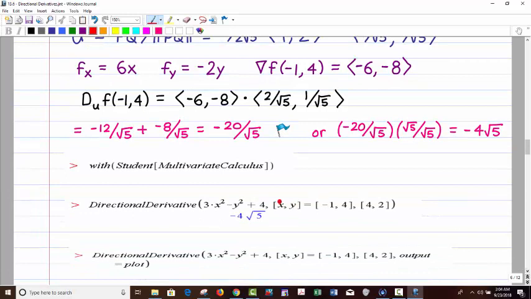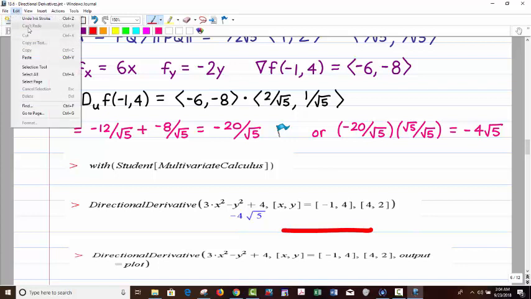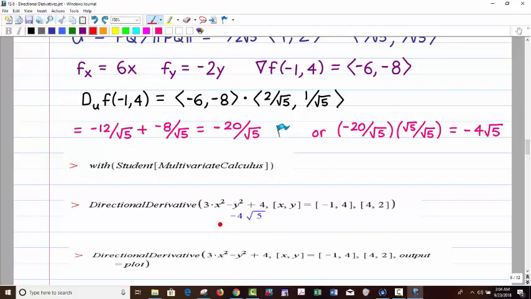I showed how to do this in Maple. Probably another reason I simplified this is so it would match that Maple answer. Obviously, that's not required for you in my class, but some of you might be using Maple at some point, so you might find that handy. So it's negative 4 square root of 5.